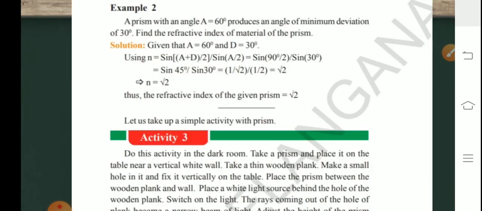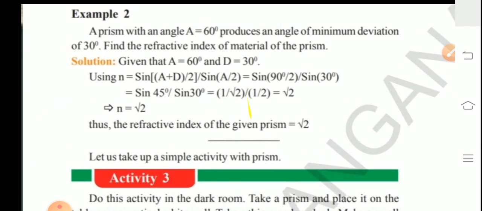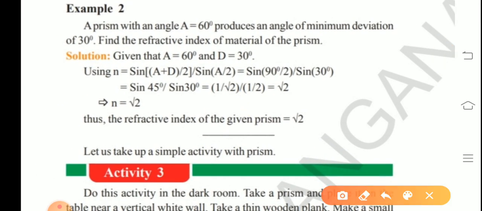Here example 2 is given. Actually, we have a formula to find the refractive index of the prism, that is n is equal to sin of (A plus D) by 2 divided by sin of A by 2, where A is the angle of prism and D is the angle of deviation. N is the refractive index of the prism. Okay, example 2 is given.